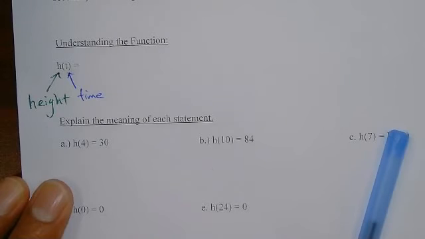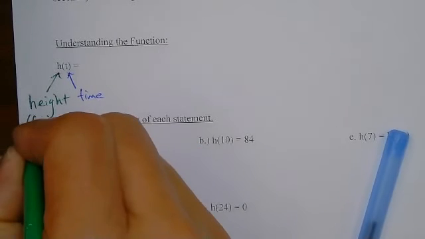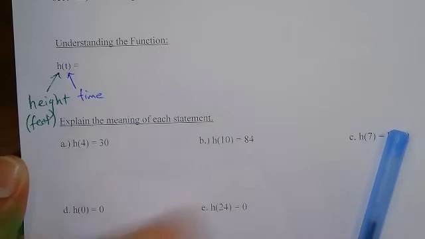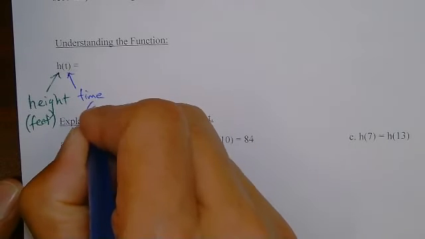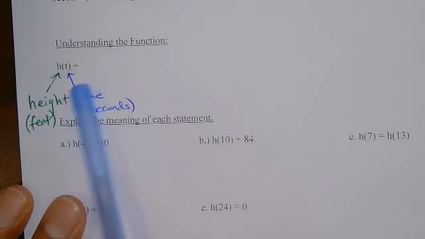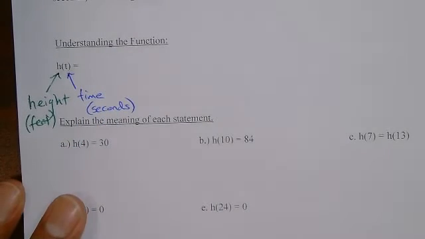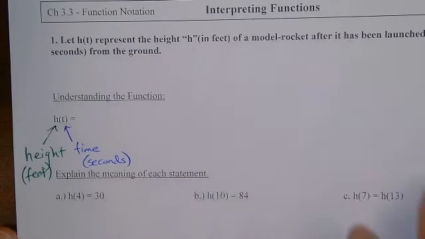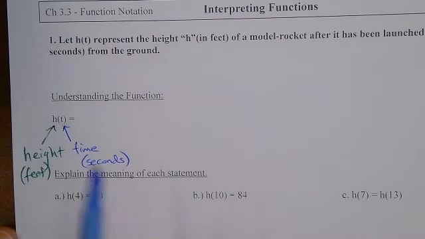Oh, I forgot to say something. The height is in what? Is in feet. Let me put that in parentheses. The height is in feet. And the time is in what? Seconds. Copy this, Jaden. Okay. Now, what did it say in this sentence that this function is going to tell you?